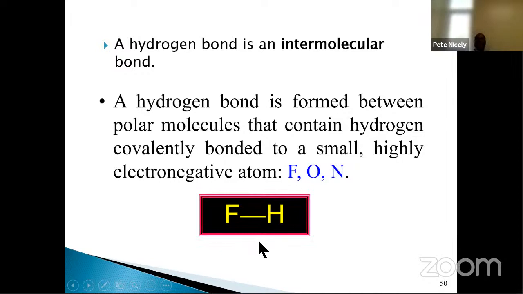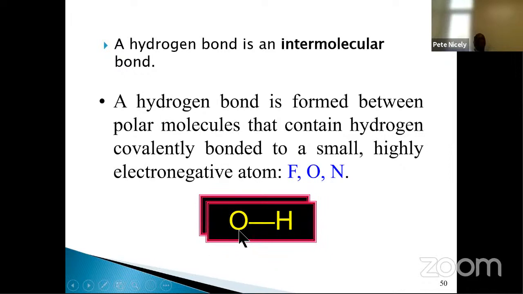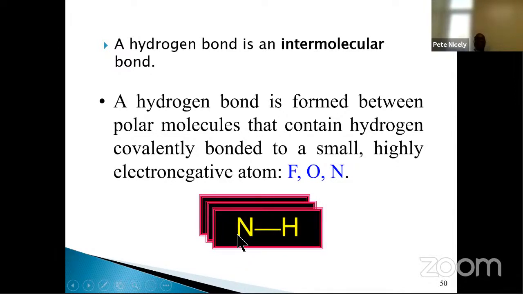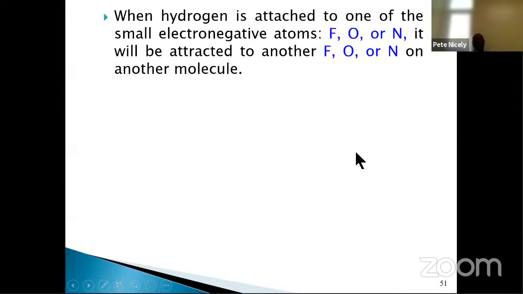So that is true, for example, in the case of hydrogen fluoride, right? Hydrogen fluoride will exhibit that type of intermolecular interaction, which is known as hydrogen bonding. Anything also that contains an oxygen to hydrogen bond will exhibit that feature, and anything that contains a nitrogen to hydrogen bond will also display that particular phenomenon. All right. So how does this work?